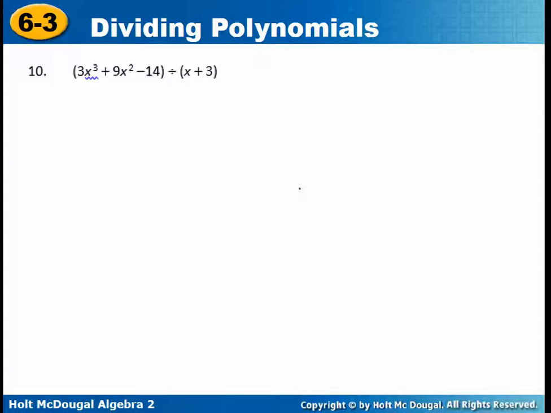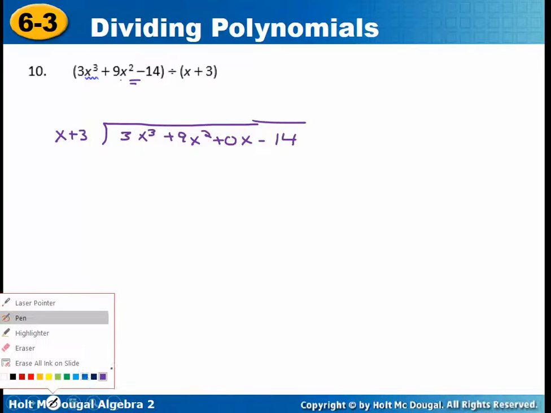Okay, let's set this one up. We have 3x cubed plus 9x squared minus 14. This one needs a placeholder. The x plus 3 will go out here, and then inside you put 3x cubed plus 9x squared plus 0x minus 14. We need the x term as a placeholder because there was a minus 14, a constant after that. And then you start dividing.